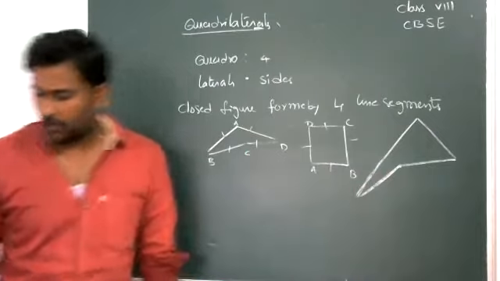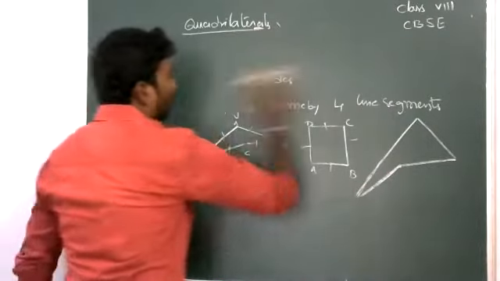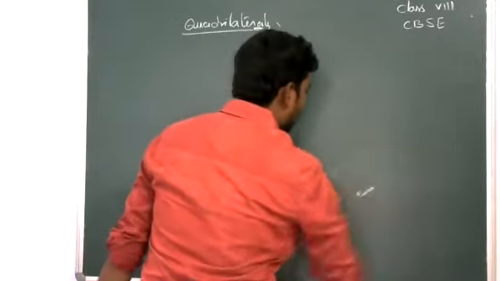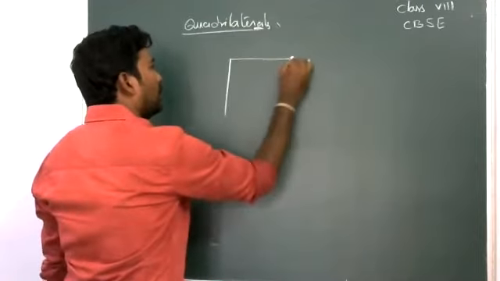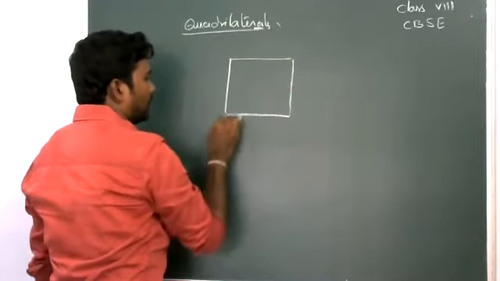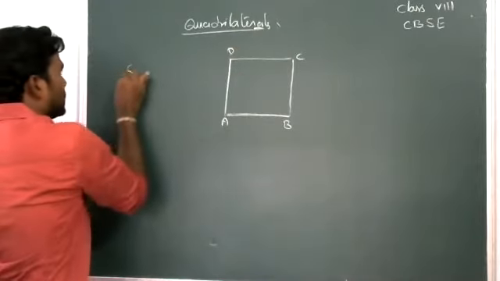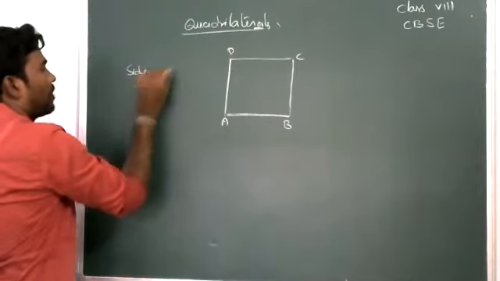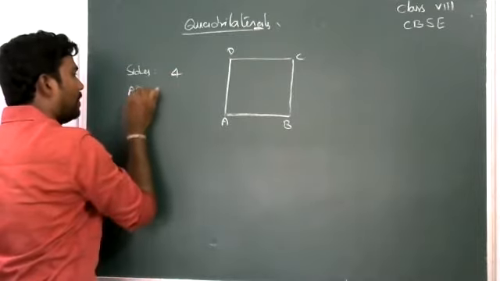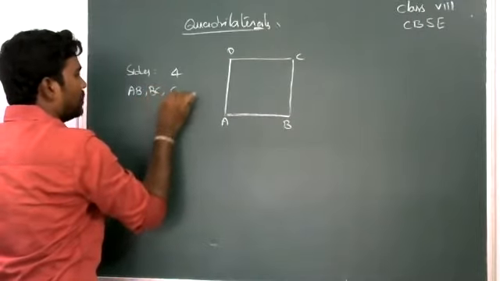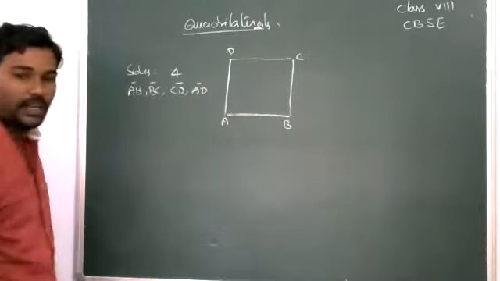Now, how many types of quadrilaterals are there? Before going to that, I am going to discuss a few things. Here you can draw a quadrilateral A, B, C, D. How many sides are there? 4 sides. The sides are AB, BC, CD and AD.